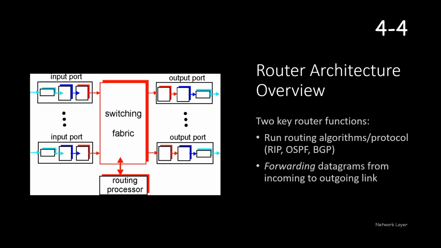The figure shows the router architecture: switching fabric, input port, output port, and routing processor. The two key functions of a router are, first, run routing algorithms, and second, forward datagrams from incoming to outgoing link. Routers can dynamically update their routing tables using routing protocols such as OSPF or BGP. This allows routers to adapt to network changes and optimize data paths.